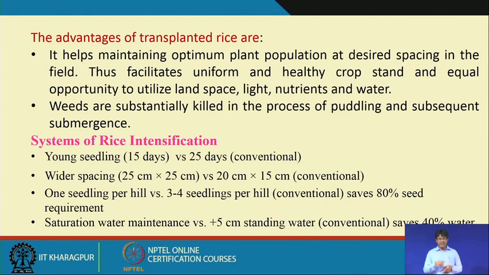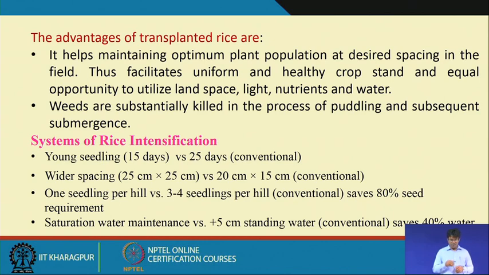Then weeds are substantially killed in this process of puddling and subsequent submergence as you maintain it. So, there is less weed growth, and less competition from weeds means the crops get better nutrients, which also helps in enhancing the yield of transplanted crops as compared to direct seeded crops. So, this is the conventional method of transplanting.